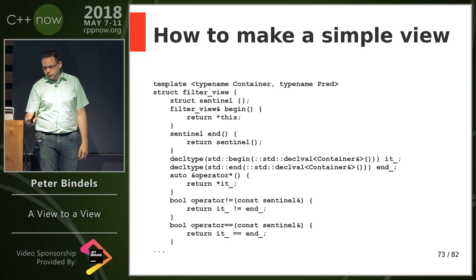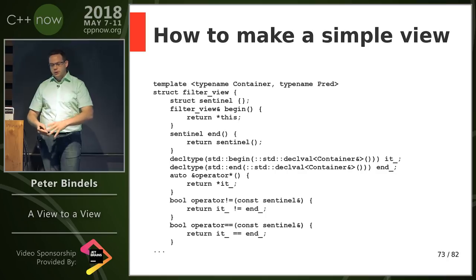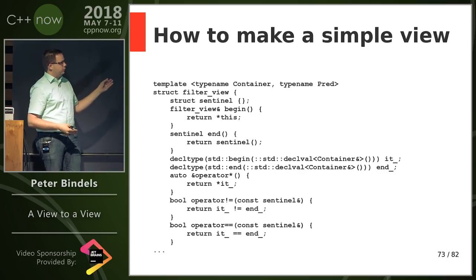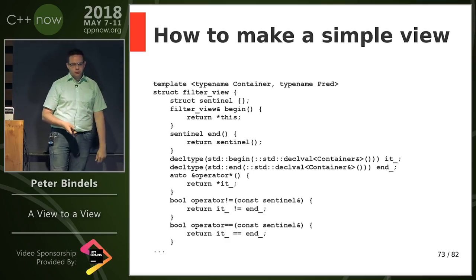The third one's a little bit more complicated. This is a filter view, so we have basically the inputs. This is all the code that's basically the same as the last one. So I have the input, begin, end. I have the sort pointers. I can dereference them. I can compare them. It functions as a view.